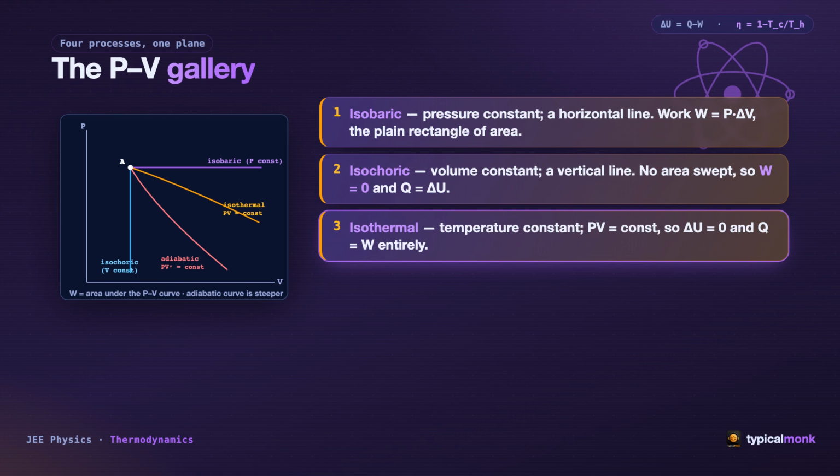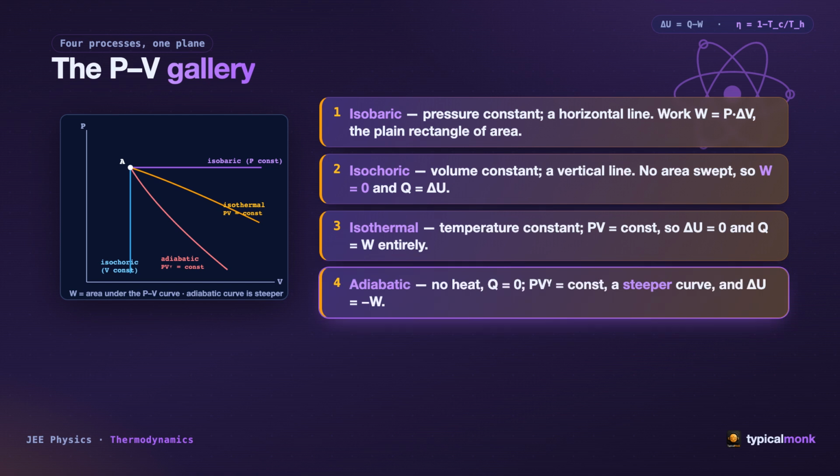The isothermal process, temperature constant, follows PV equals constant. Since the temperature does not change, delta U is zero, and the heat equals the work entirely. And the adiabatic process, no heat, Q equals 0, follows PV to the power gamma is constant. It is a steeper curve than the isotherm, and here delta U equals minus W.